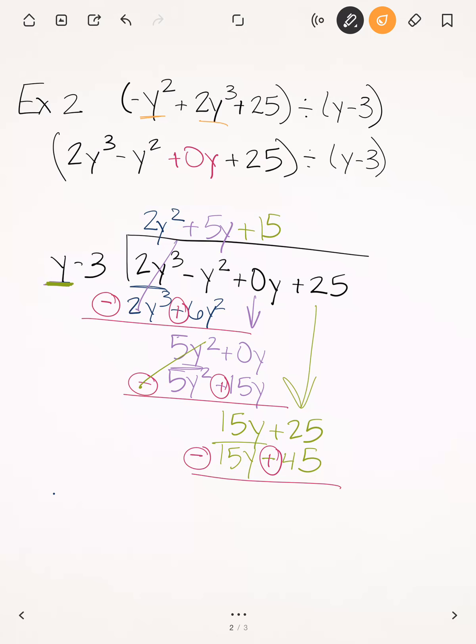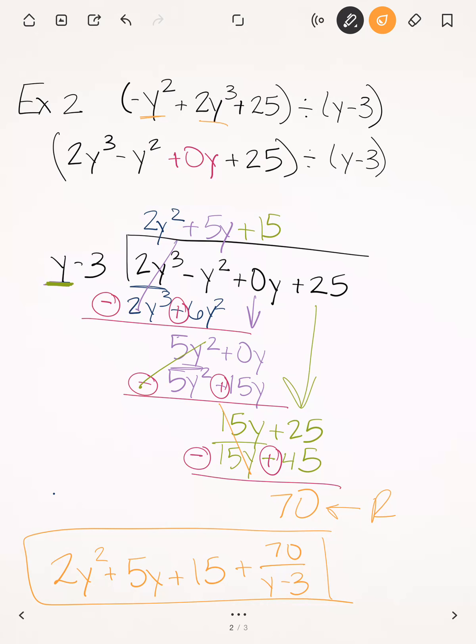So from here, 15y minus 15y cancels out. 25 plus 45 is 70. Again, this is my remainder. So to write my answer, I have 2y squared plus 5y plus 15 plus my remainder, so I do 70 over y minus 3.